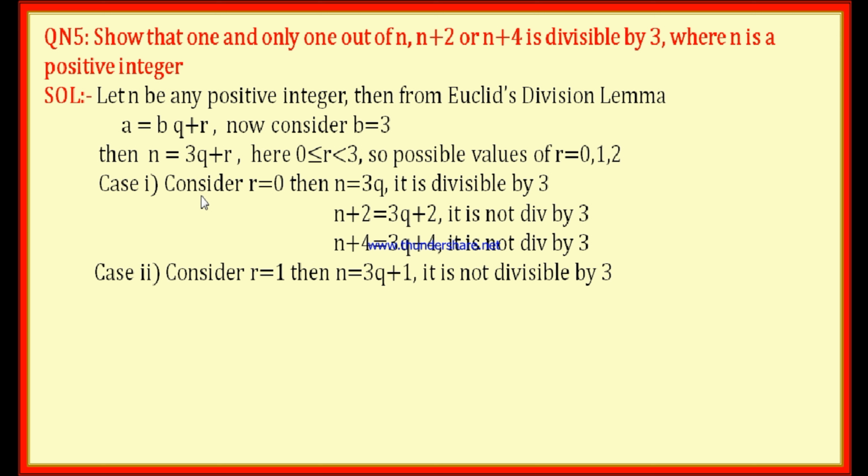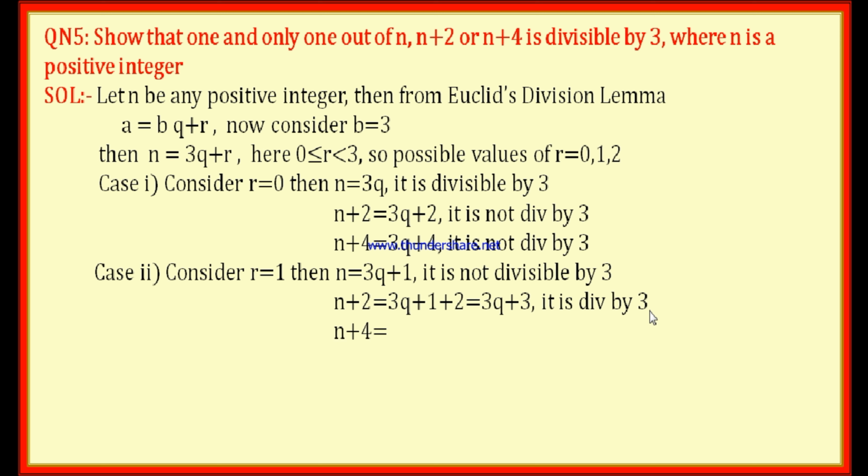If r is equal to 1, then n is equal to 3q plus r, 3q plus 1. Since it is 3q plus 1, this 1 is not divisible by 3, therefore it is not divisible by 3. And then n plus 2. n plus 2 means 3q plus 1 plus 2, which is 3q plus 3. This is divisible by 3 and this is also divisible by 3. Therefore in total it is divisible by 3.